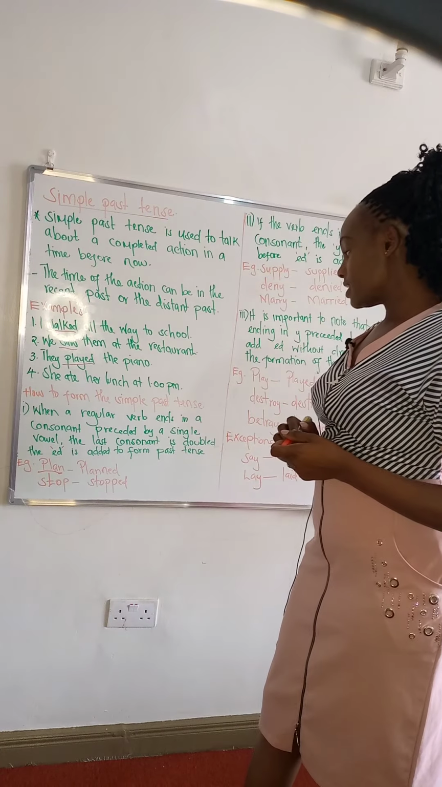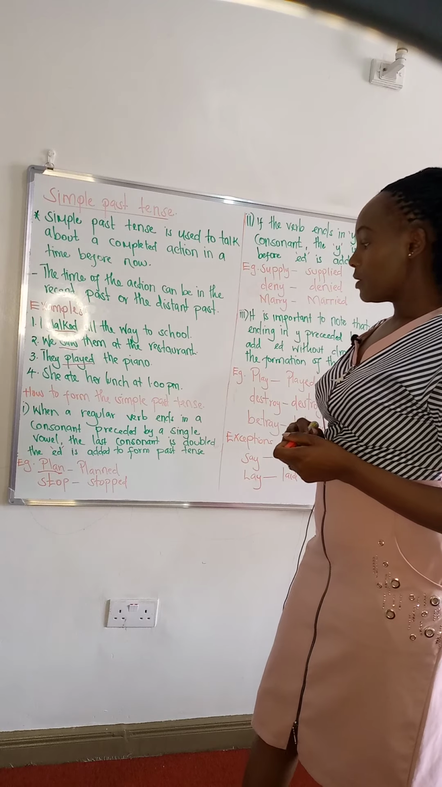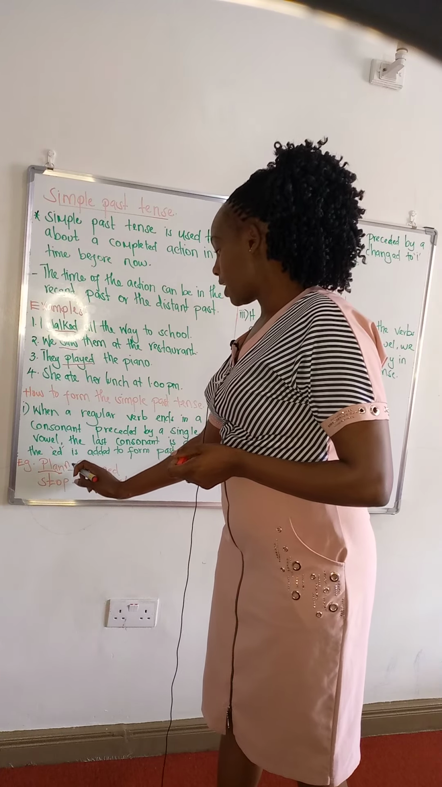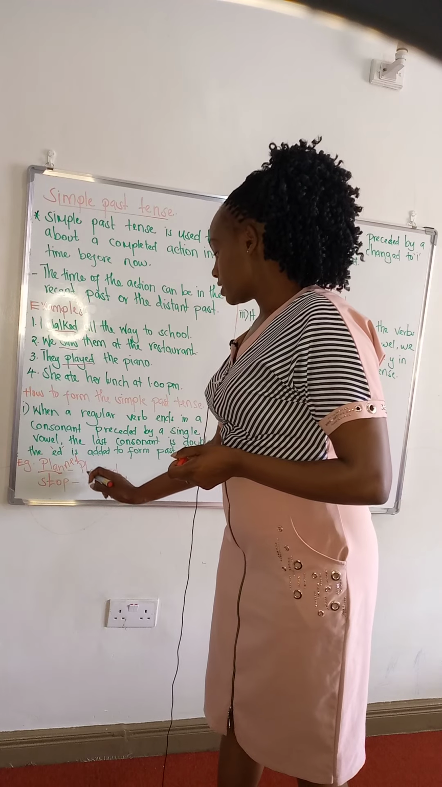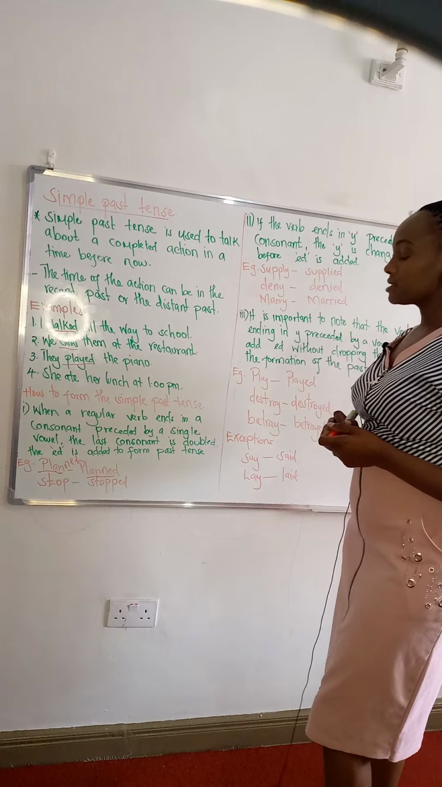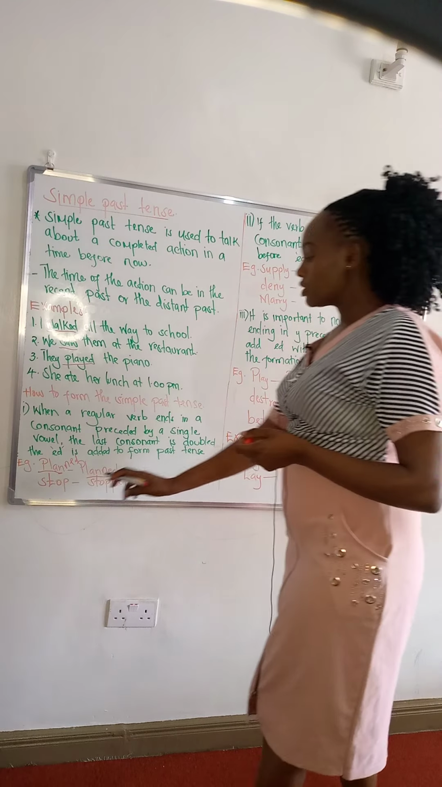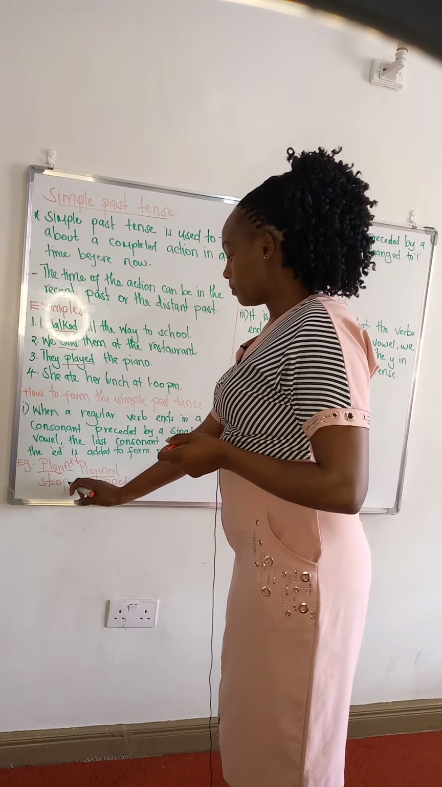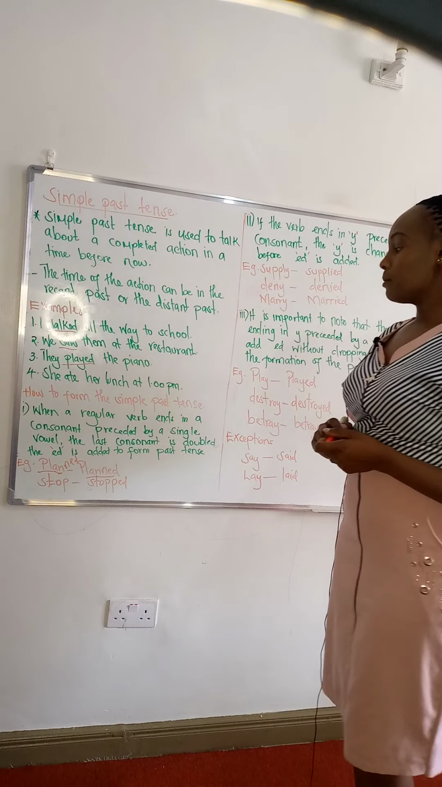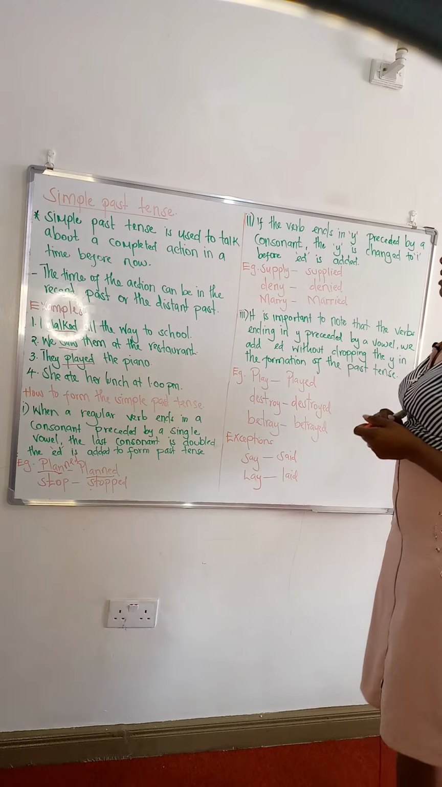And so in this case, when this happens, we double the N and then we add ED to get planned. It is in the simple past tense. Again, stop. When we double the P and add the ED, we get stopped in the simple past tense.